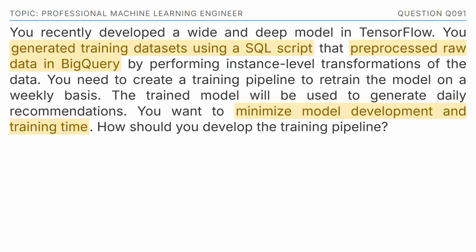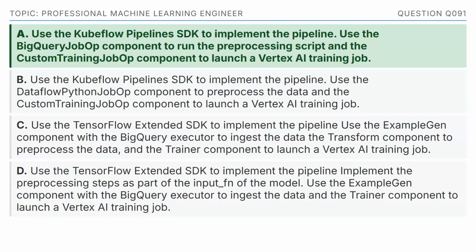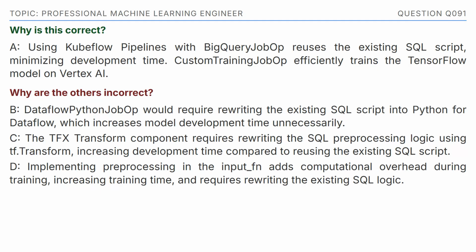To arrive at the correct answer, we focus on the keywords: generated training datasets using a SQL script, pre-processed raw data in BigQuery, minimize model development and training time. The correct answer is Option A, use the Kubeflow Pipelines SDK to implement the pipeline. Use the BigQuery JobOp component to run the pre-processing script and the custom training JobOp component to launch a Vertex AI training job. Why is this correct? A. Using Kubeflow pipelines with BigQuery JobOp reuses the existing SQL script, minimizing development time. Custom training JobOp efficiently trains the TensorFlow model on Vertex AI.